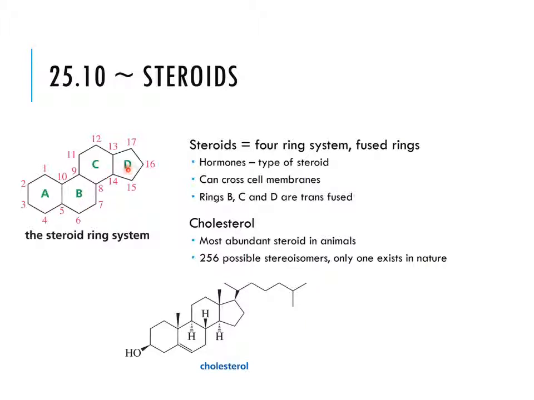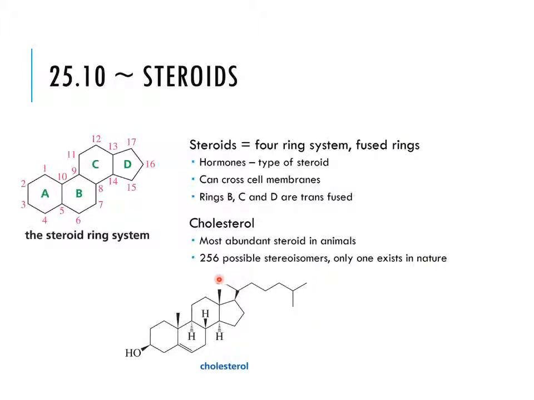Rings B, C, and D are trans to one another, and this is something we talked about quite a while ago, when we first talked about cyclohexane, so maybe back in chapter 6. This also does show us the numbering system, so 1, 2, 3, 4, 5, 6, 7, 8, 9, 10, going around A and B, and then 11, 12, 13, 14, 15, 16, 17, so kind of making an S shape around C and D.